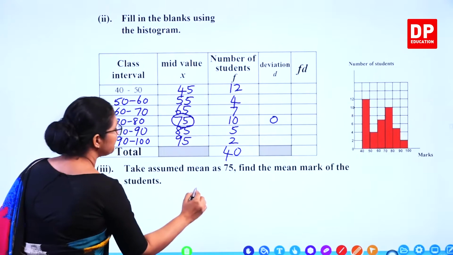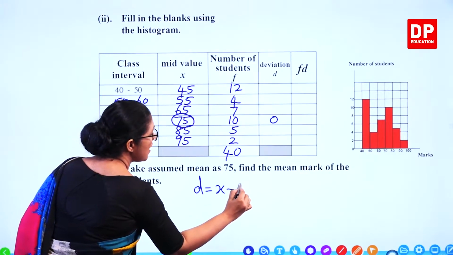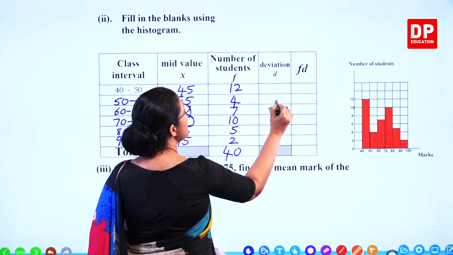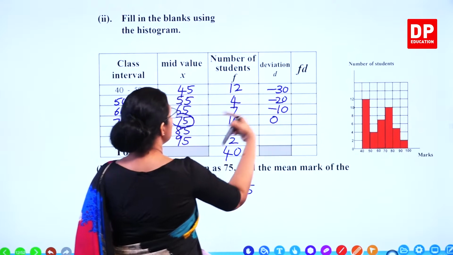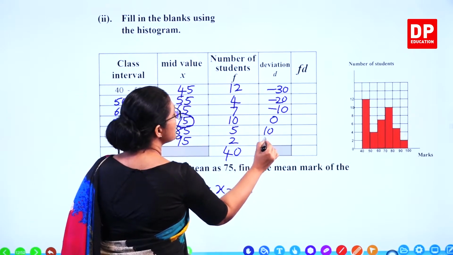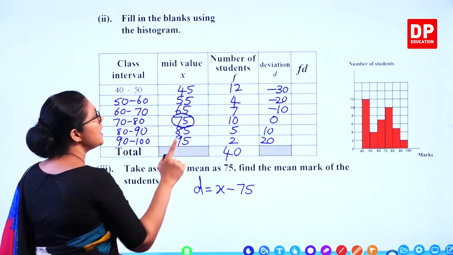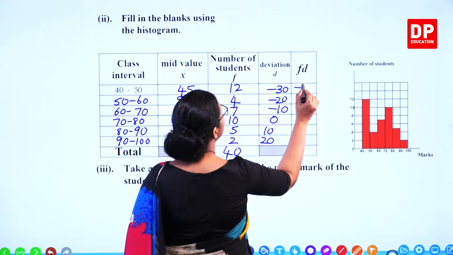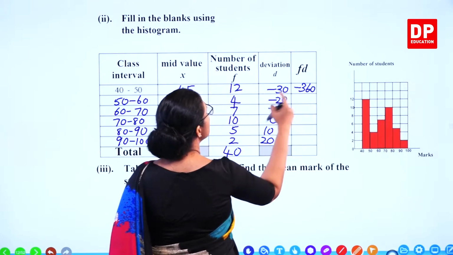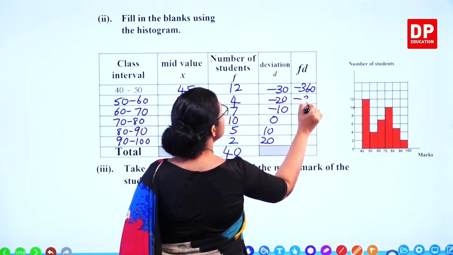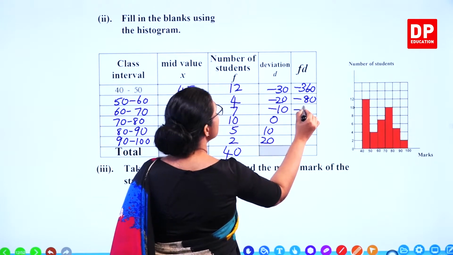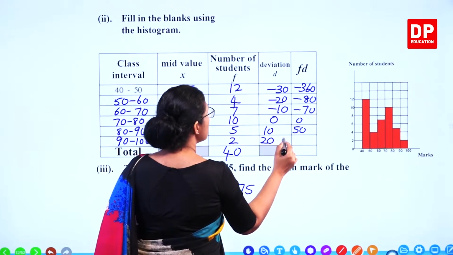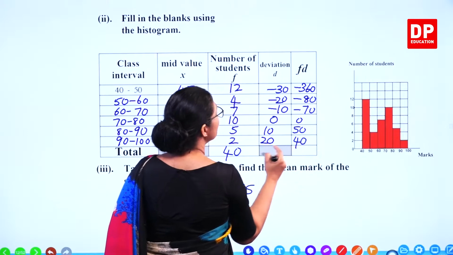So we subtract. Deviation becomes x minus 75. So when you subtract, you get negative values here. Negative 10, 20, 30. Same difference, so you get positive values here. Now multiply F and D. 30 times 12, that's negative 360. 4 times 20, negative 80. 7 times 10, negative 70. 0. 5 times 10, 50. 2 times 20, 40.